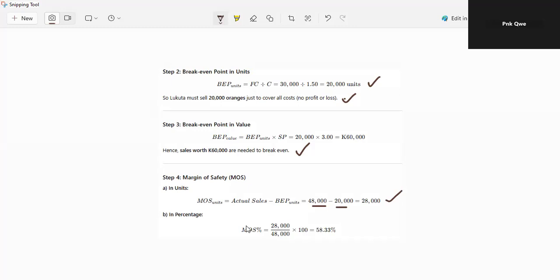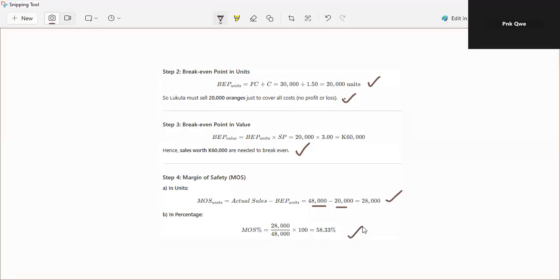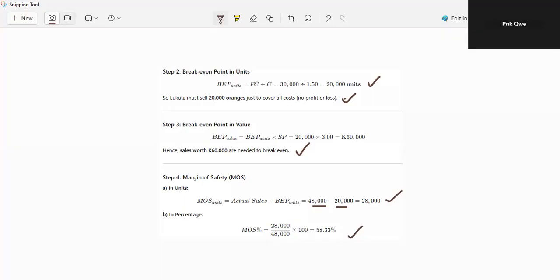Then in terms of percentage, we divide our margin of safety by our actual or budgeted sales: 28,000 over 48,000. So we get 58.33%. Is that clear? This is what we just looked at. Are we together, or am I a little bit fast for you?